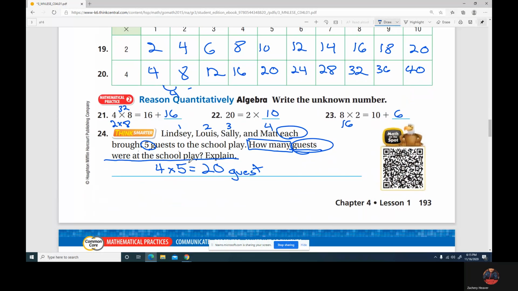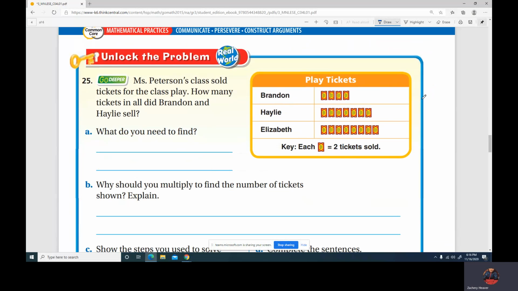All right. Let's keep going. Now we're going to use this chart to answer these questions.